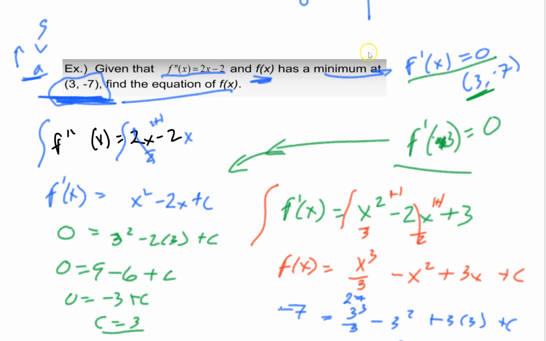The trickiest thing was the fact that I told you f of x is the minimum. It goes back to vocab. You've got to understand what that means. If it's a min or max, it means the derivative equals 0. That means when you plug your x value in, you should get 0. Just like when they said the inflection point, that means the second derivative equals 0.